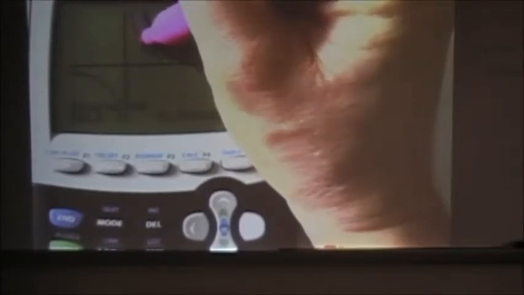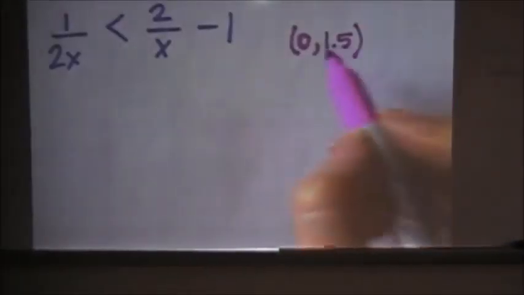It tells me my intersection is at 1.5. So this little piece of graph, the non-bolded, from 0 to 1.5 is below the bolded graph, or is less than. Again, this time it's just a less than sign, so there's no brackets.